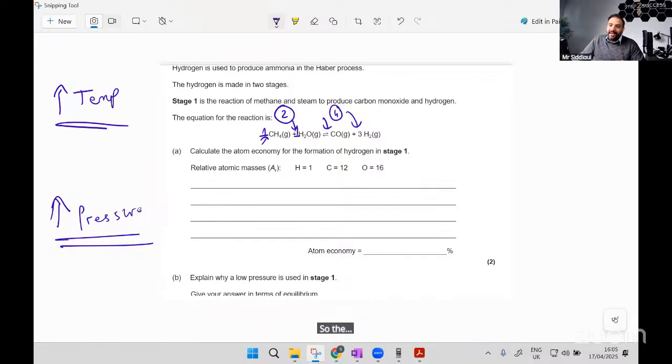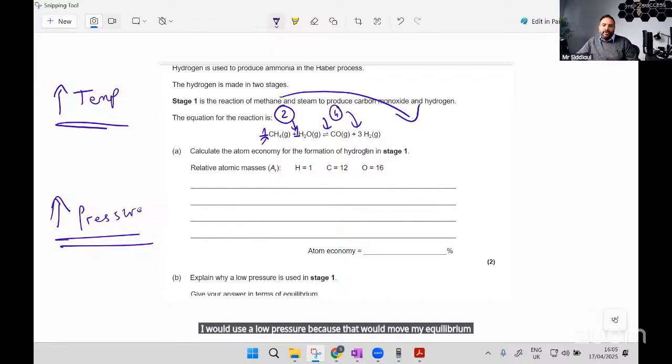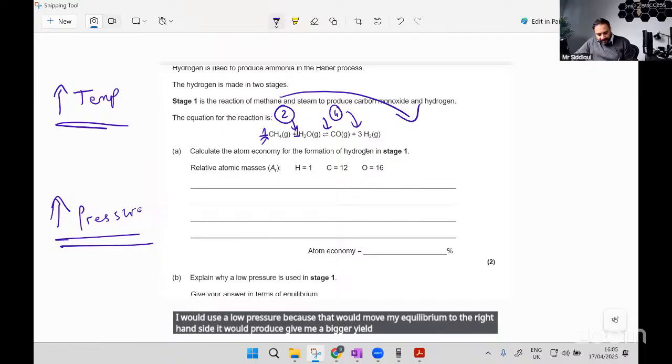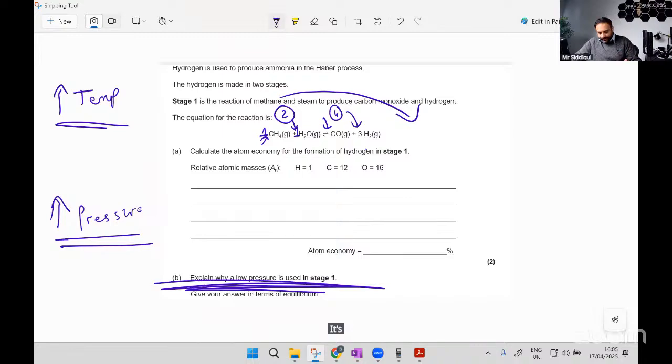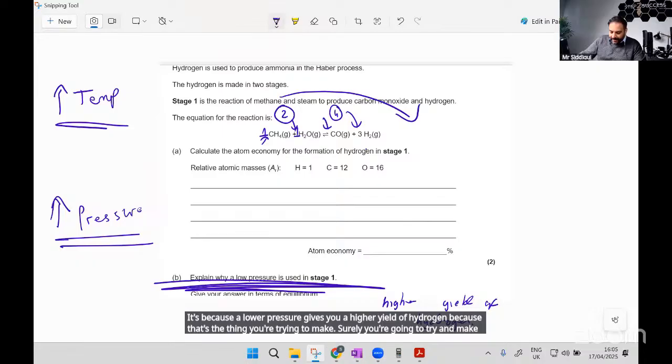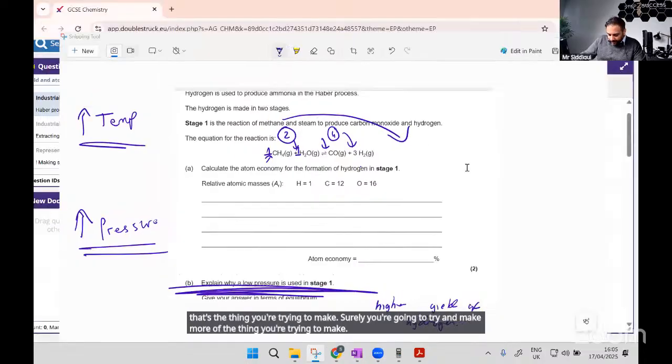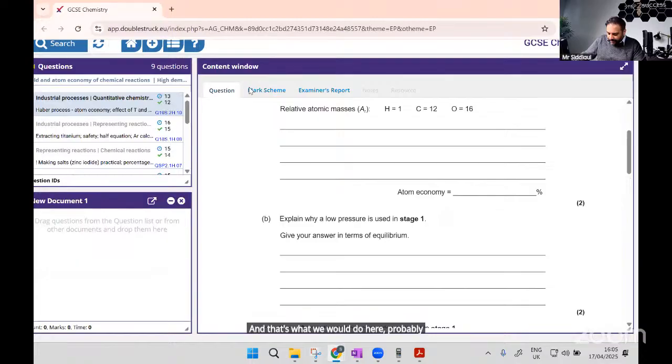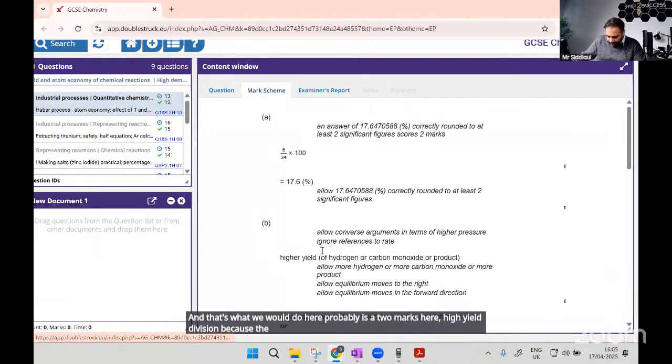Okay. So in this case, if I wanted to make lots and lots of hydrogen, I would use a low pressure because that would move my equilibrium to the right-hand side. It would give me a bigger yield of hydrogen. So when a question says, why is a low pressure used here? It's because a lower pressure gives you a higher yield of hydrogen, because that's the thing you're trying to make. Surely you're going to try and make more of the thing you're trying to make. And that's what we would do here. Probably is a 2 marks here. High yield of hydrogen because the equilibrium moves to the right. Is probably what you have to say here.